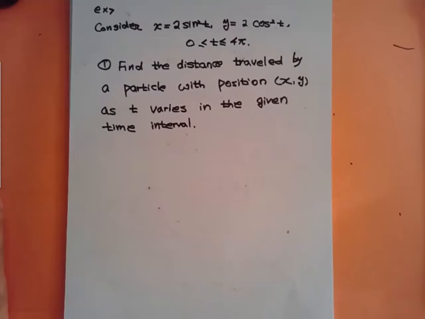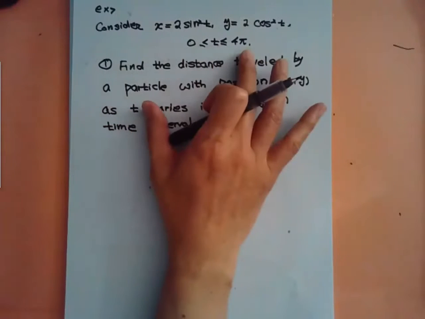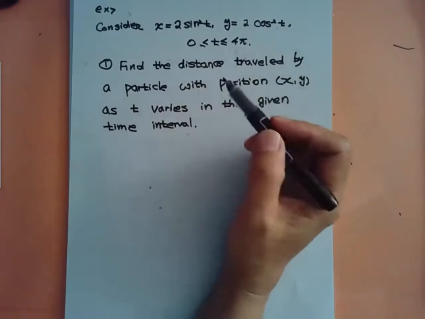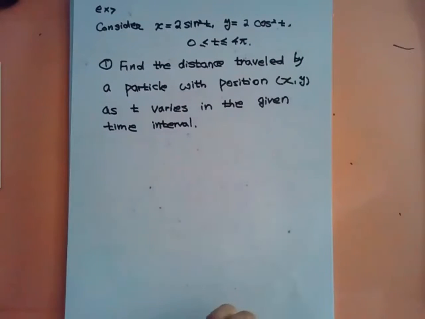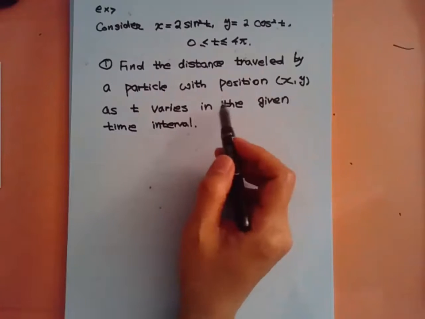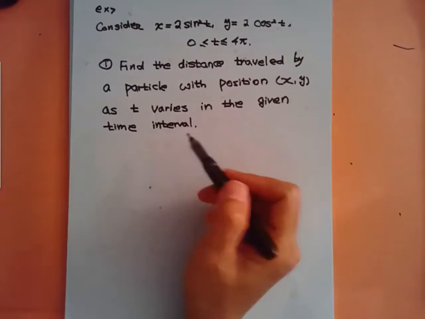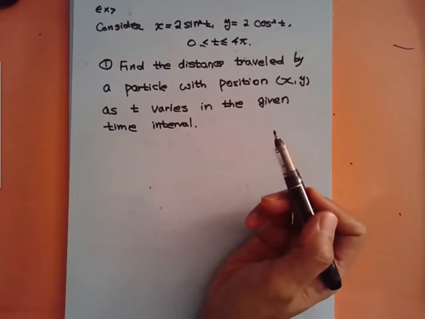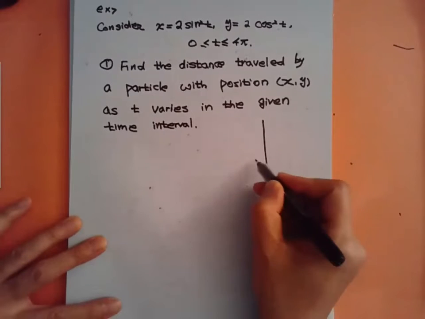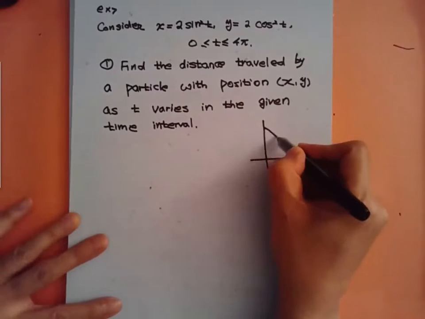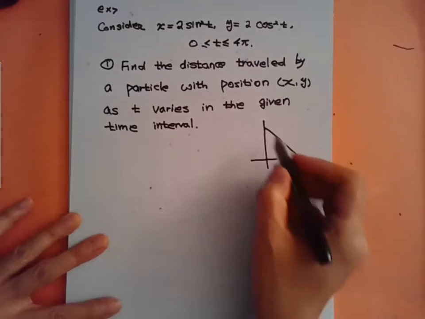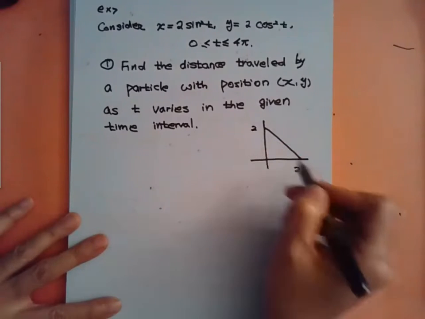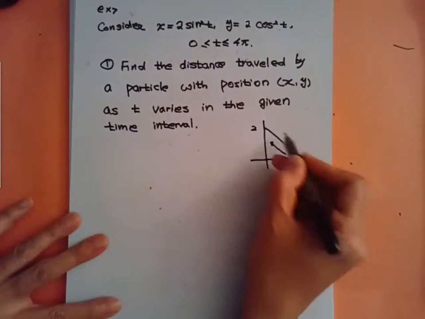Let's go back to the beginning. Consider x equals 2 sine squared of t and y equals 2 cosine squared of t, and t is from 0 to 4 pi. What we want to find is the distance traveled by the particle as t varies in the given interval. At a later point we will clearly show that it is something like this. It moves forward and backward.